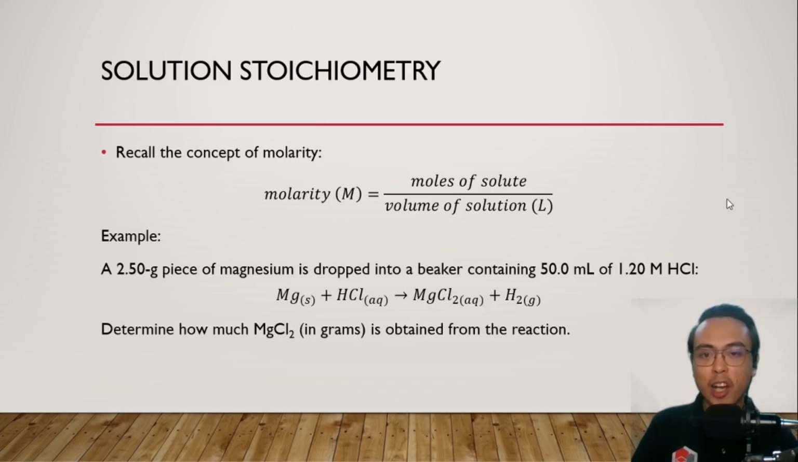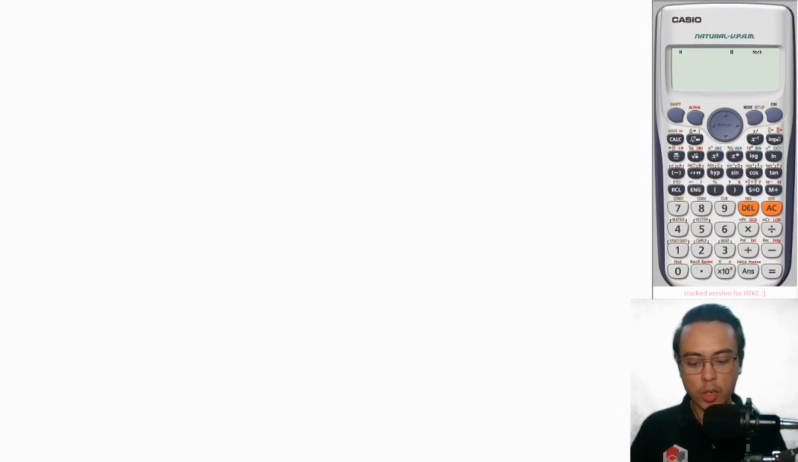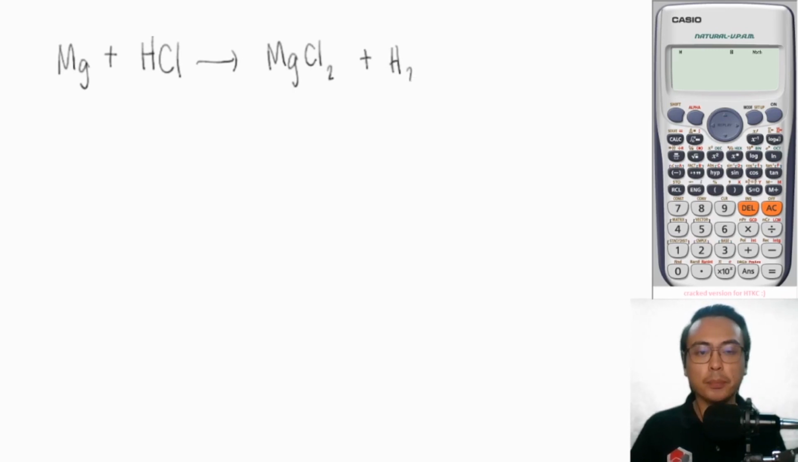A 2.5 gram piece of magnesium is dropped into a beaker containing 50 ml of 1.20 molar hydrochloric acid, or HCl. And this is our reaction: magnesium plus HCl yields MgCl2 plus hydrogen. We are to determine how much magnesium chloride in grams is obtained from the reaction. So let's first write the given. Our reaction is magnesium plus HCl yields magnesium chloride and hydrogen gas.